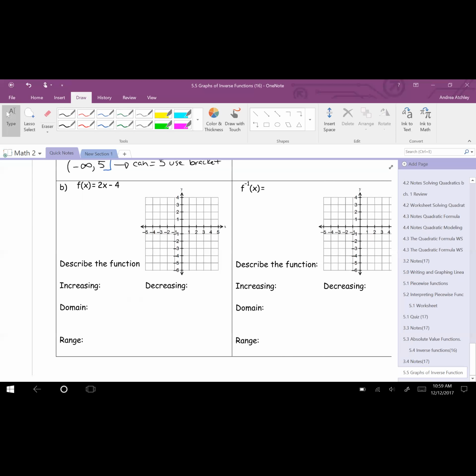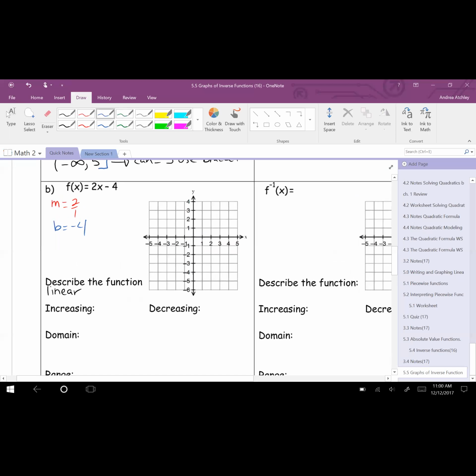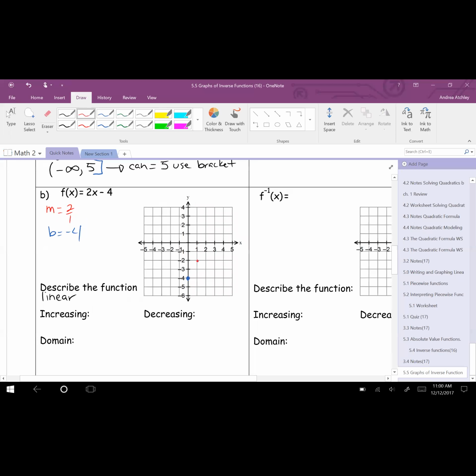Okay, describe the function. So now we're going to graph this linear equation. This function is linear. So I have my slope and my y-intercept that I'm going to graph. So I'm going to start at negative 4. And then I'm going to go up 2 over 1, up 2 over 1, up 2 over 1, down 2 over 1. Make this as straight as possible.